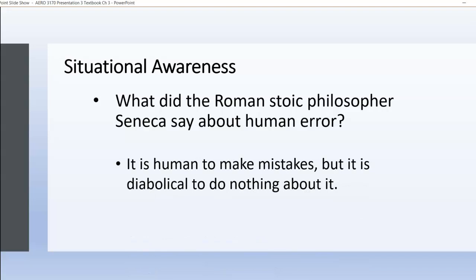He said, "It's human to make mistakes, but it's diabolical to do nothing about it." So what did he mean by this, and what does it have to do with safety? What Seneca meant to say is that humans make mistakes. Humans are subject to error, and there's no way to avoid that. But the worst thing of all is to make a mistake and then do nothing about it. It's important that when we make mistakes, we learn from them, and we try to prevent them from happening again.